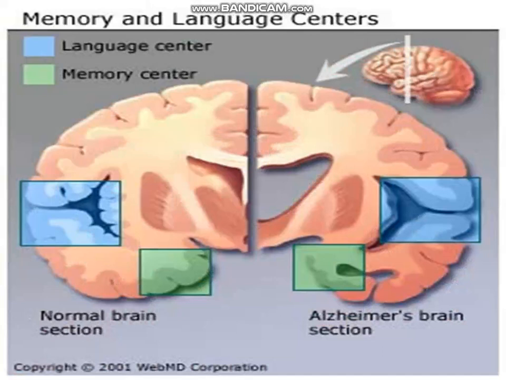This is also another cross section of normal brain section here compared with the cross section of the brain in Alzheimer's patient. We notice here the size of the gyri thickness here is more in normal patient compared with the Alzheimer's patient where there is decreased thickness of cerebral cortex, and also widening of the sulci compared with normal brain tissue.